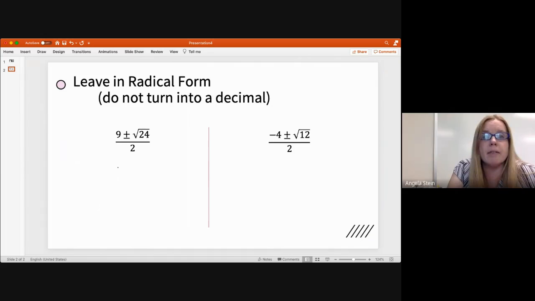So for instance, I have 9 plus or minus the square root of 24 over 2. Now this is the part of the radical. Remember the square root symbol? That makes this a radical. And you're like, well, the square root of 24.